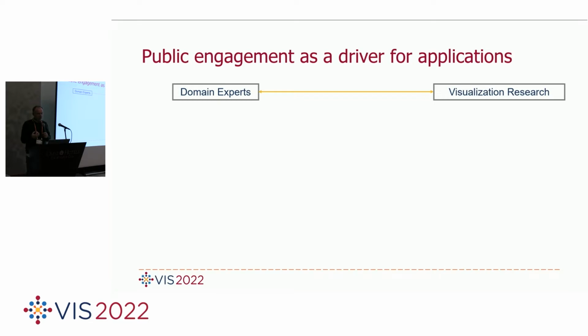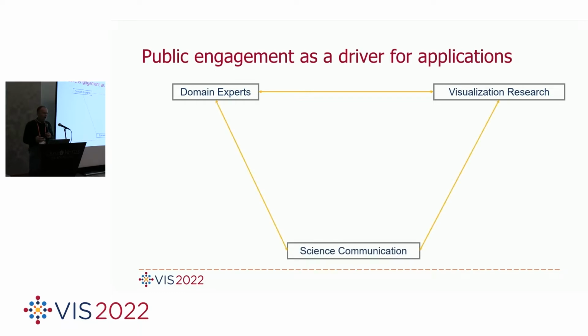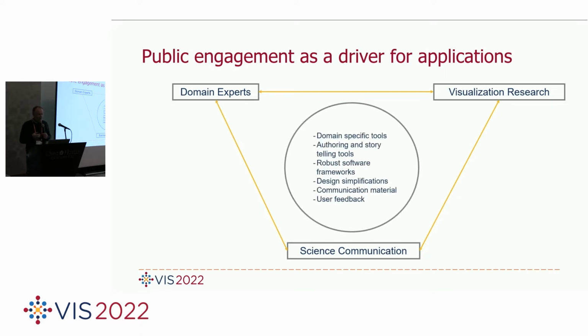But the case that I'm going to make is that if you add another component in this chain, if you add the notion of science communication and you tie these things together, it can add benefit to visualization research and also to the application domain, because that is a really demanding area that you're working with. It contains things like you have to work with those domain-specific tools that you are developing. You have to do some authoring and storytelling in a new way to address, and we've seen that in many, many cases, how do I make it possible for a general audience to interact with fairly complex applications and data.